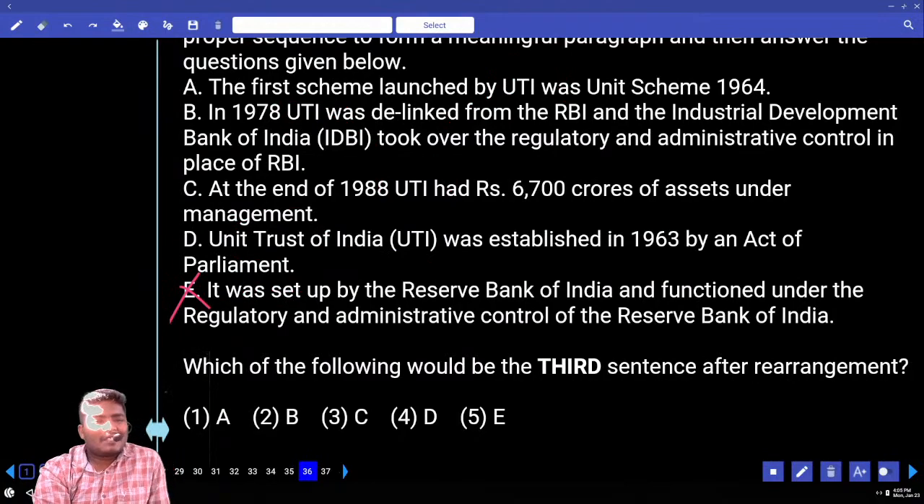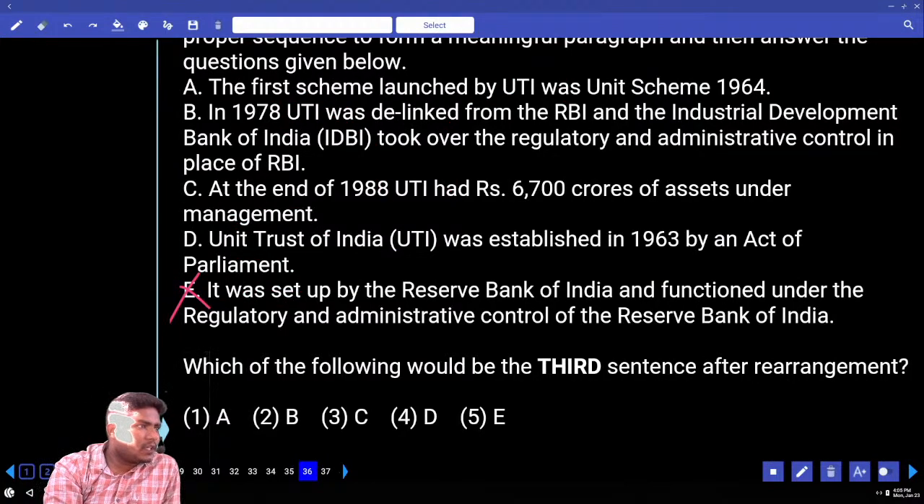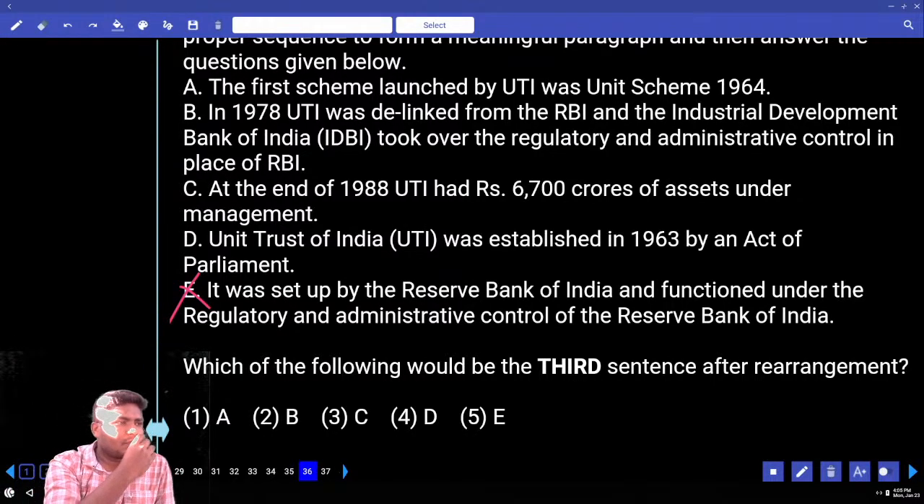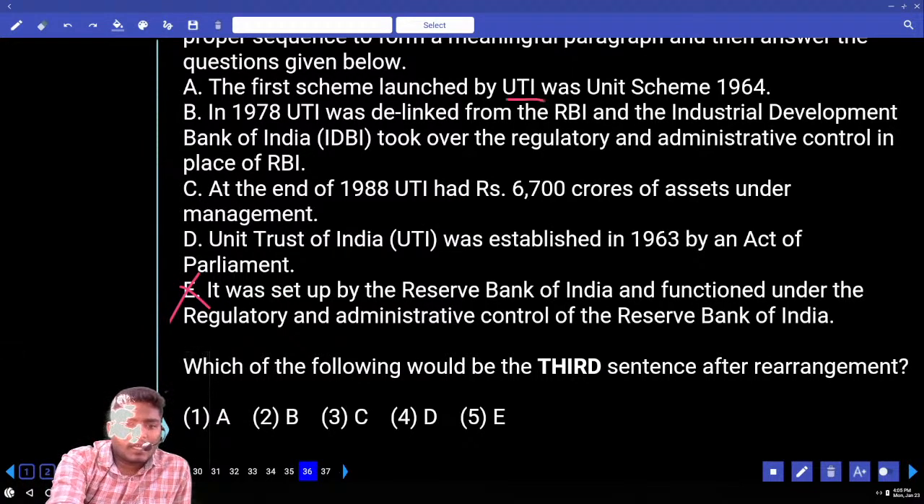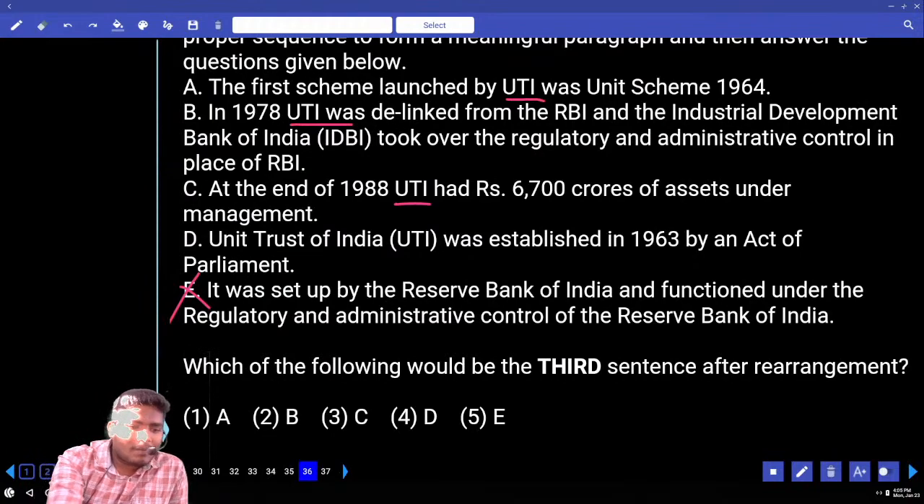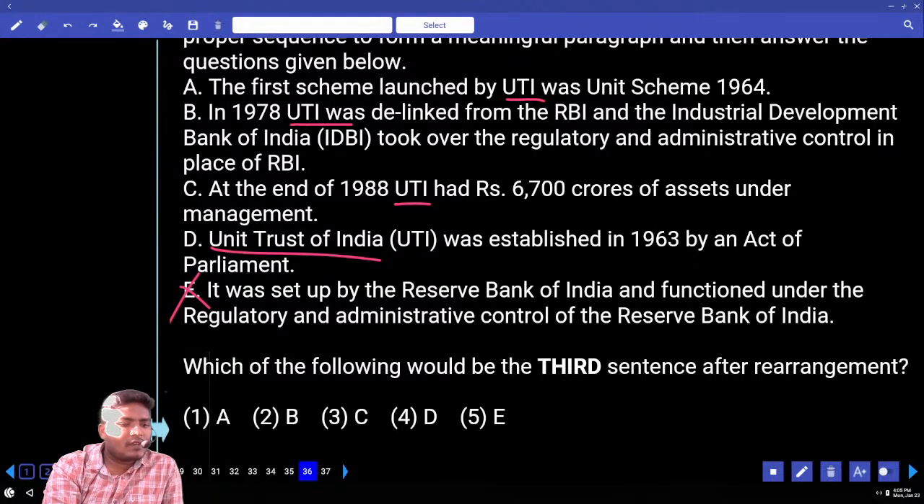Now, out of A, B, C, D, if we observe very carefully, we are speaking about one trust. What is the trust? Unit Trust of India. Can you identify that? That is the topic of our paragraph here. Now, if you look at A, B, and C, these three are given with the abbreviation UTI. And coming to D, the full form is given as Unit Trust of India.